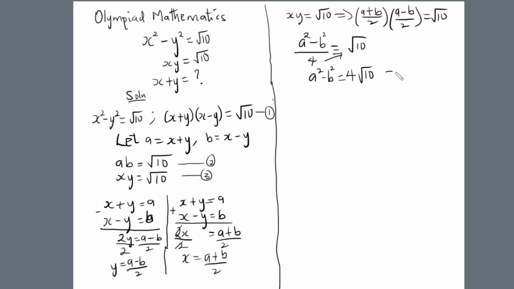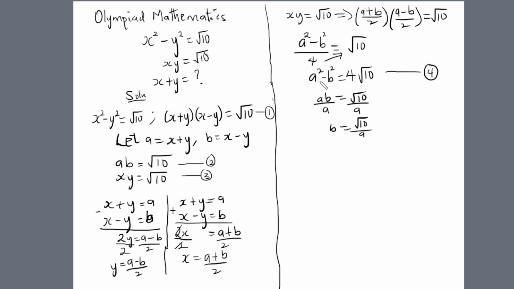Now let's call this equation 4. So how do I proceed from this? I just have a, b, and I have 4 root 10. That's not going to give me something important. Come back to equation 2. It says ab equals the square root of 10. So if I can make b to be in terms of a, I will substitute b here. From equation 2, ab equals the square root of 10. If I divide both sides by a, it means that b will be root 10 over a.